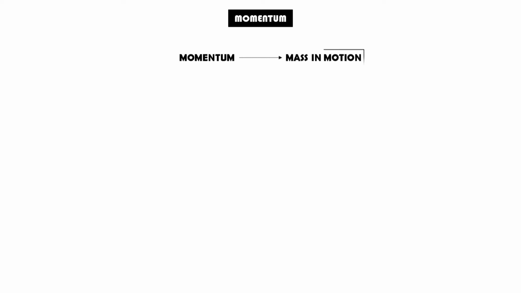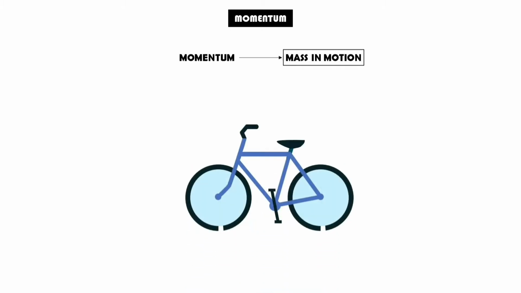So before going to the law, let's discuss momentum. In simple words, we can say momentum is mass in motion. So what is mass in motion? To understand this very clearly, let us take an example of a bicycle. And we know that every object in the universe has some mass. So similarly, the bicycle has some mass.